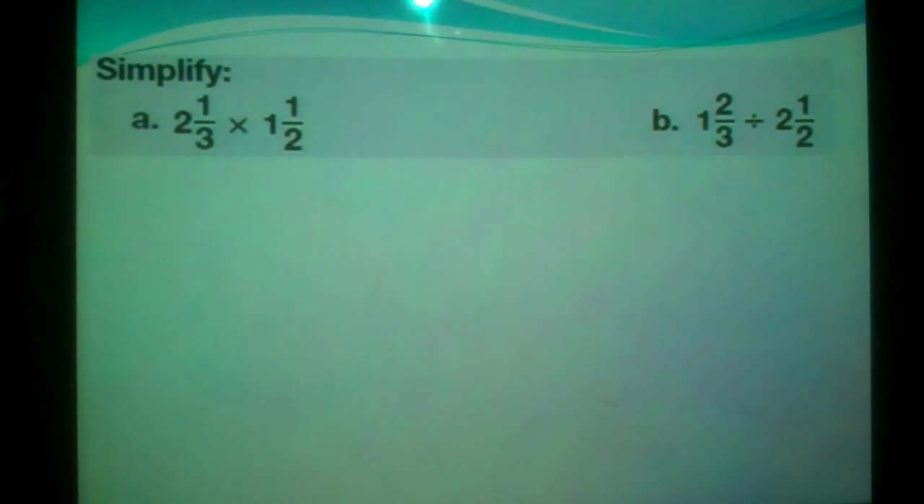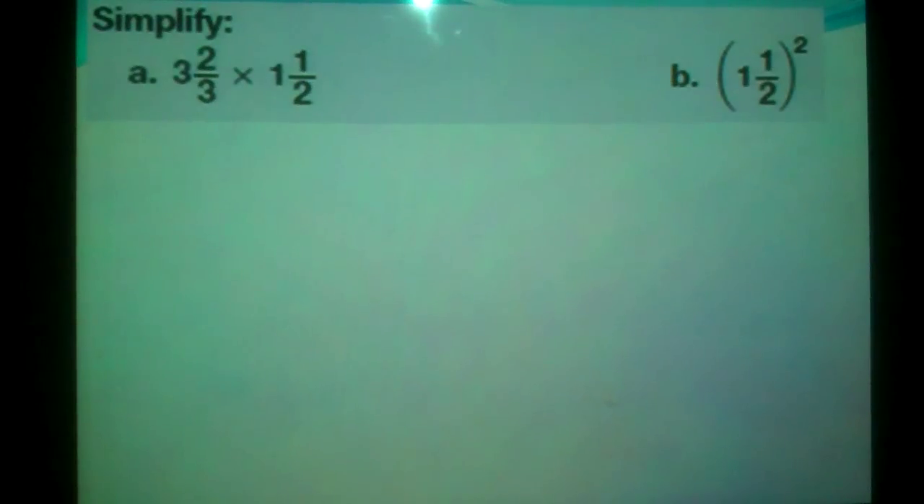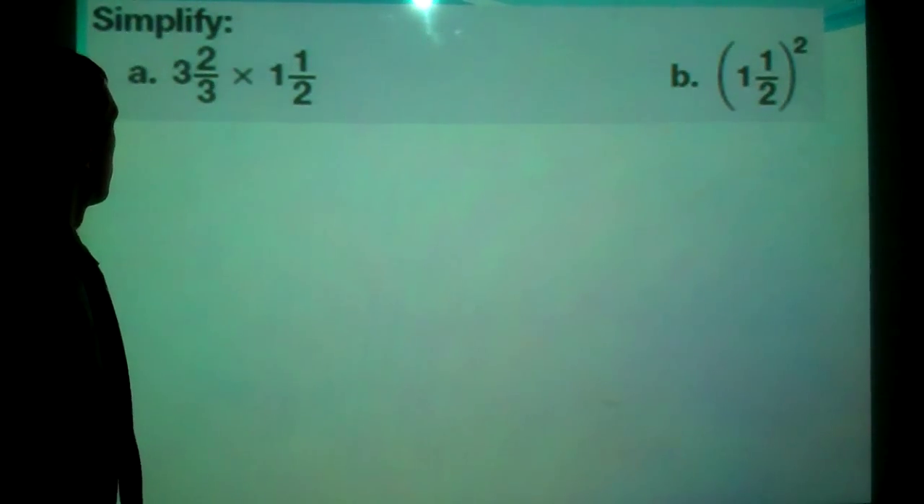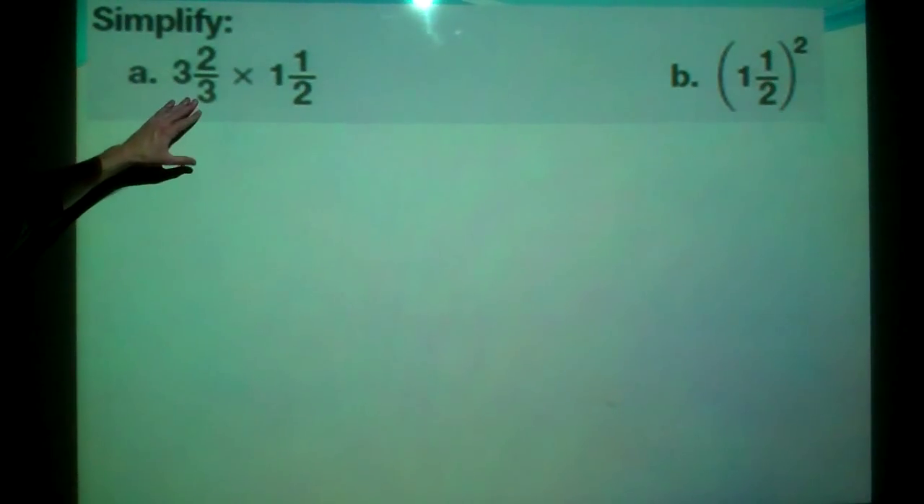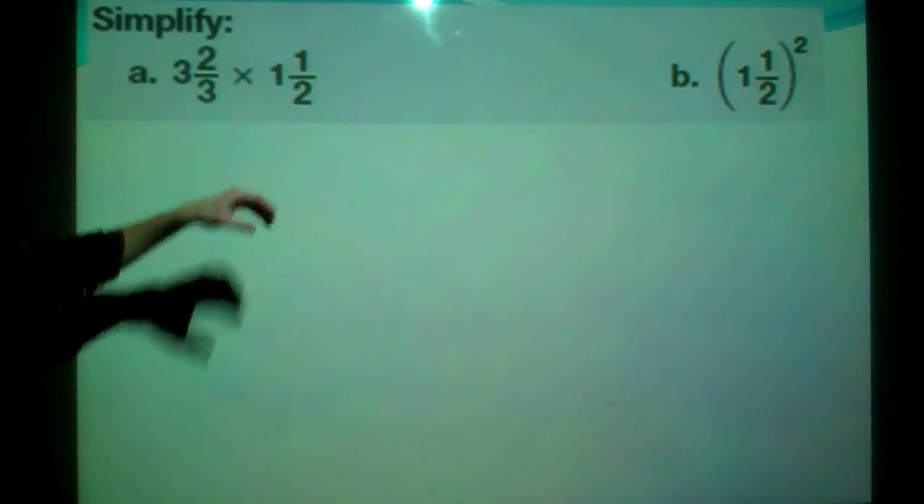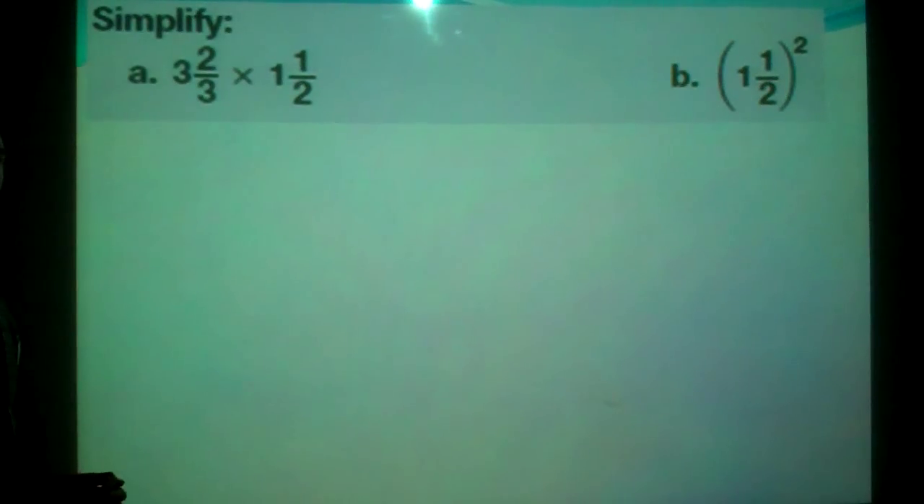Okay. Next, take a look at two of these here. These are two multiplying ones: 3 2/3 times 1 1/2. So turn everything improper. I'll go through these ones a little more quickly.